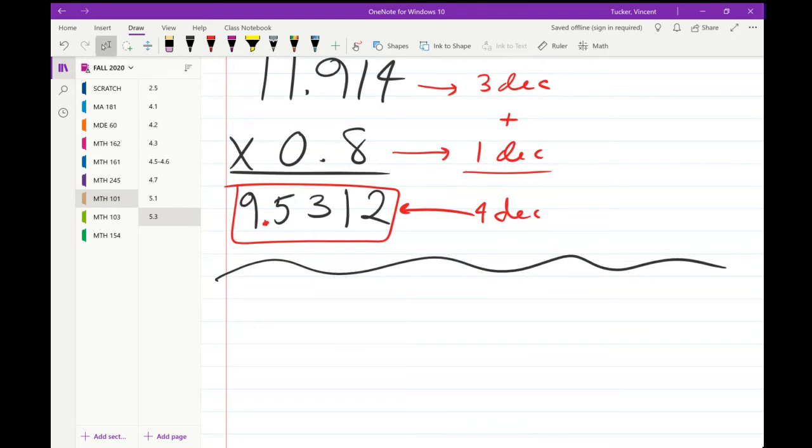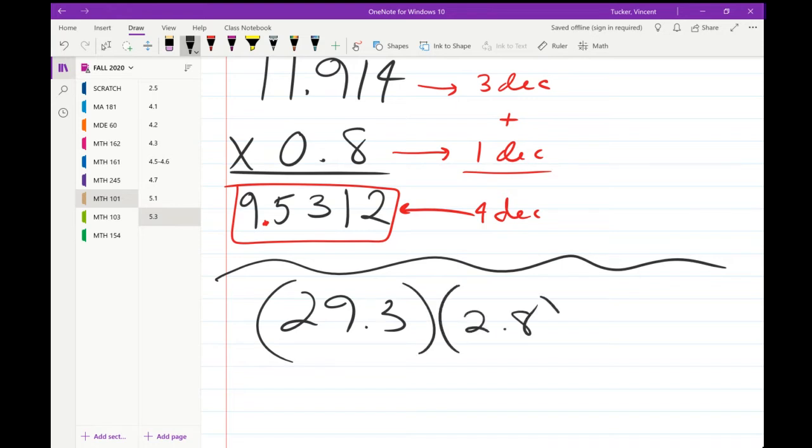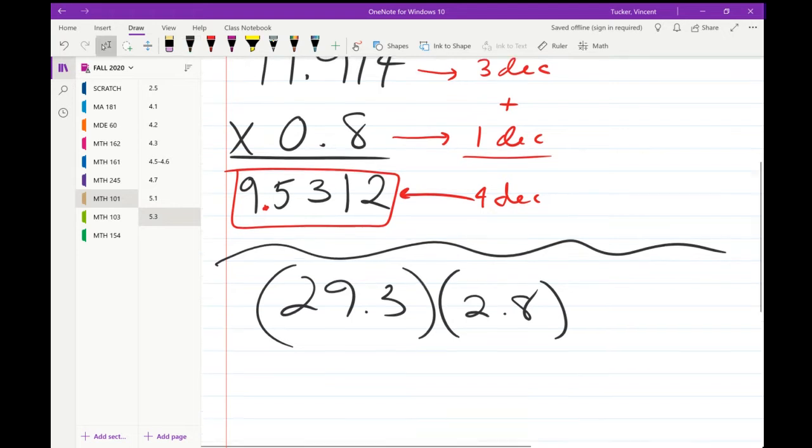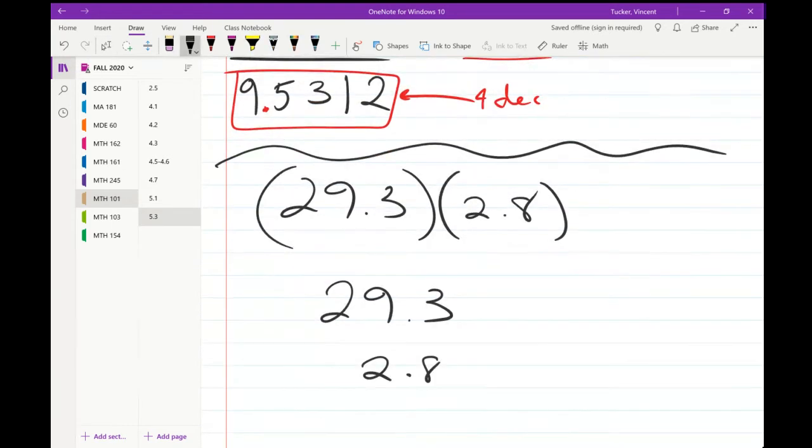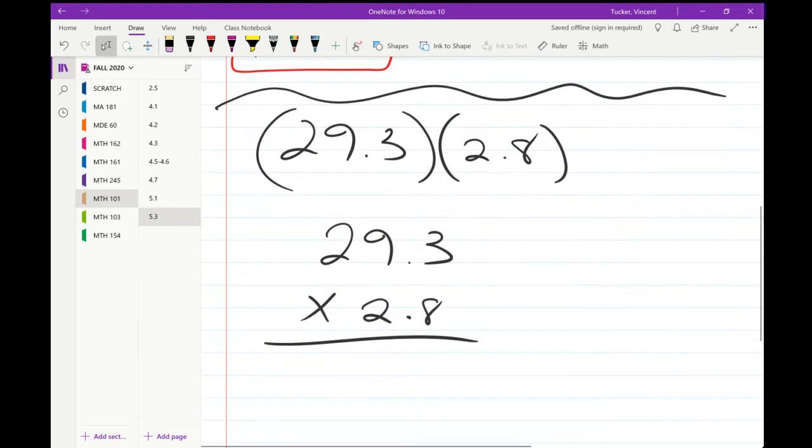All right. 29.3 times 2.8. We can set it up vertically like we did the last time. So you multiply 293 times 28 as if those decimals were not there.